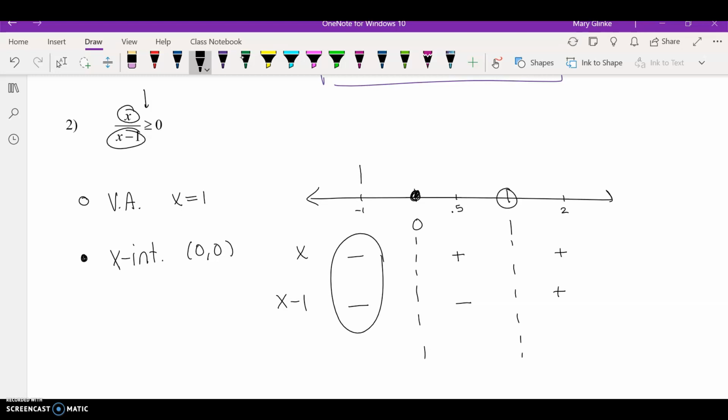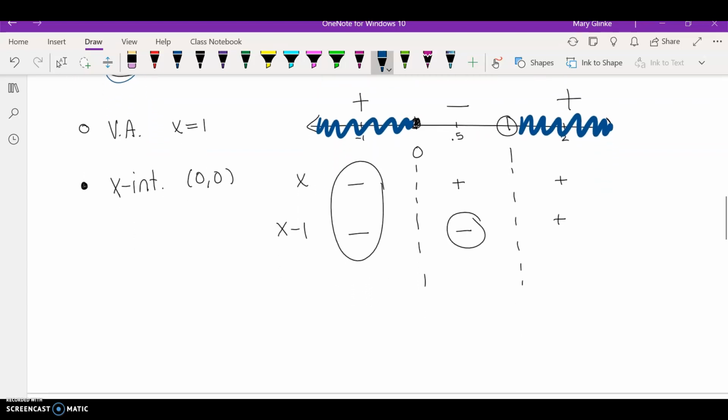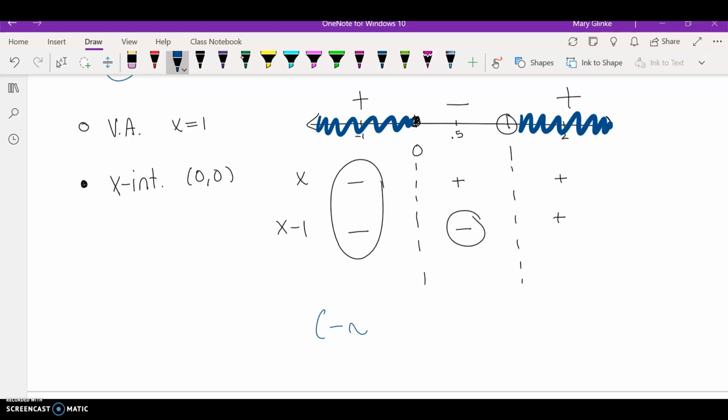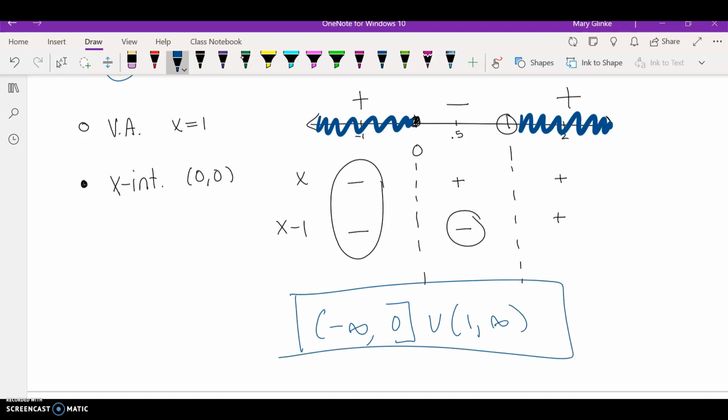Two negatives multiplied give you a positive. One negative is going to stay negative, and our last one is going to be positive. We are looking for where our function is greater than 0. That's going to be all of your positive intervals, however many that may be. So you're going to do -infinity to 0 with a bracket, and then 1 to +infinity. So that's the premise of these inequalities.